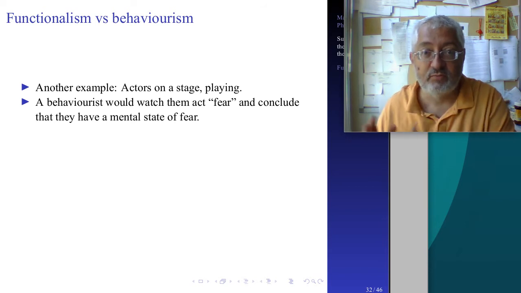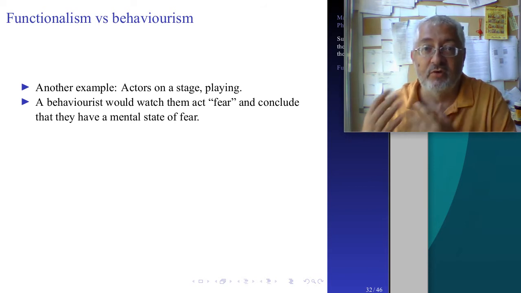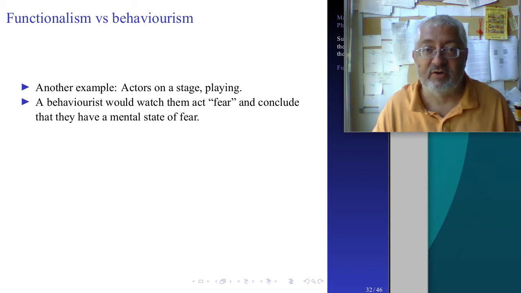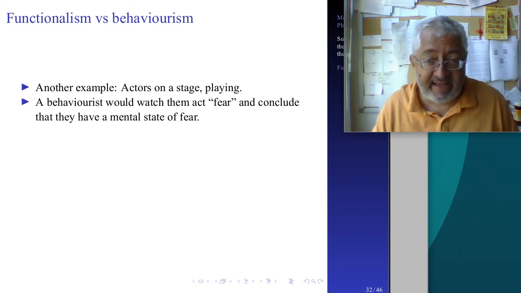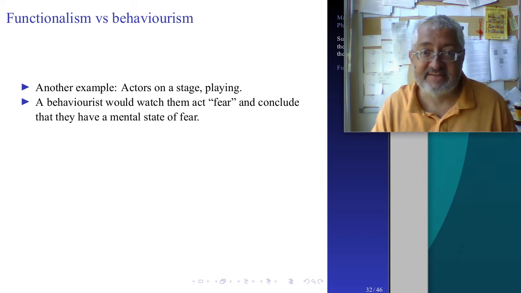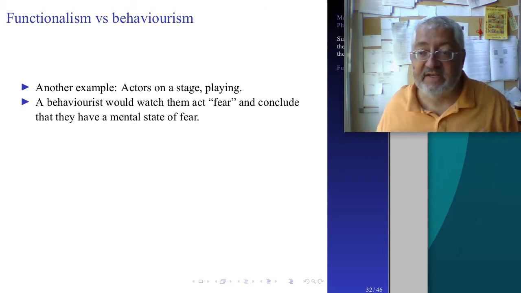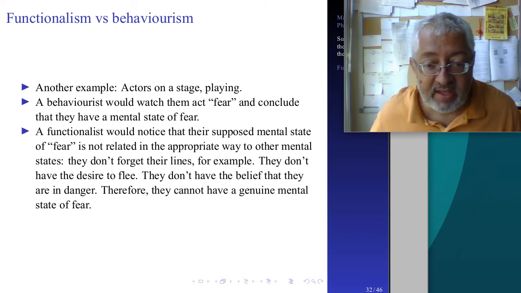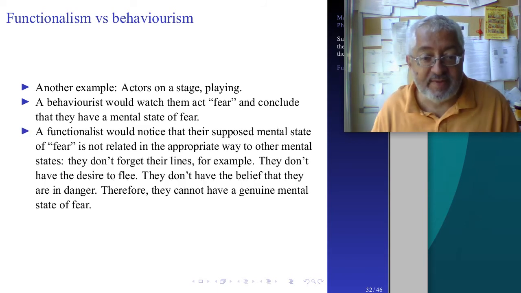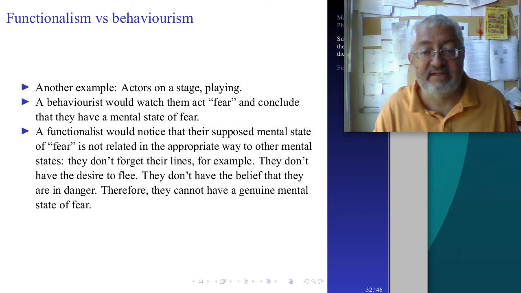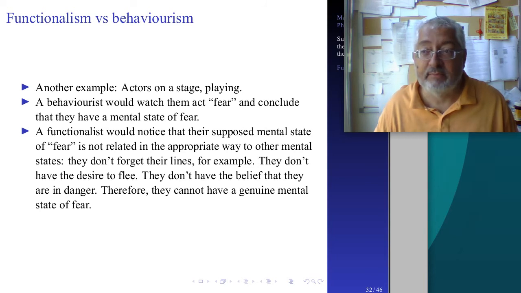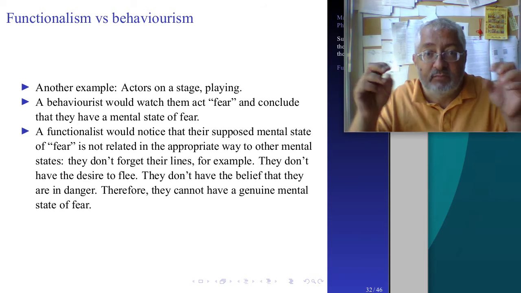And we can show this with the example of a theater, because although the actors have the correct behavioral expressions, they lack the functional states that would really qualify their fear as fear or their death as death. The functionalist would notice that the supposed mental state of fear is not related in an appropriate way to other mental states. They don't forget their lines, for instance. If somebody was afraid, he would run out of the theater. These people don't run out of the theater. They keep talking. They stand there, right?